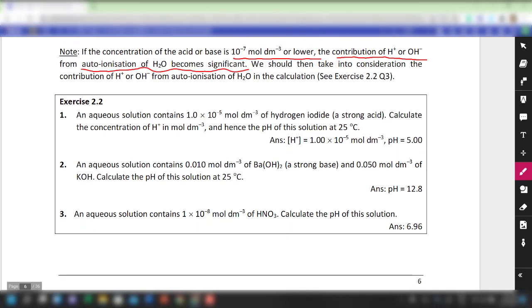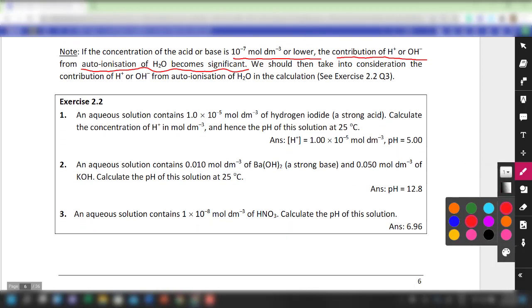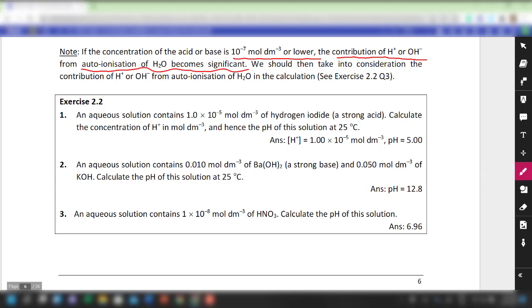Then I think we'll just start off with exercise 2.2 to warm up a little bit. So we have an aqueous solution containing 1.0 times 10 to the power minus 5 moles per dm cube of HI, which is a strong acid. Okay, so your job is to calculate the concentration of H plus in moles per dm cube, and hence the pH of the solution.